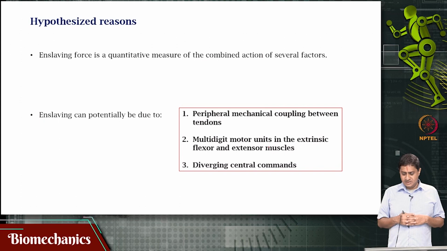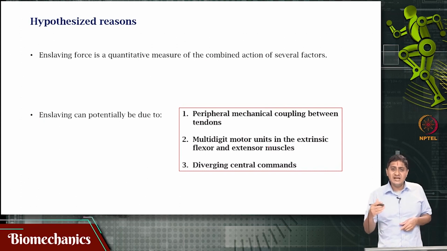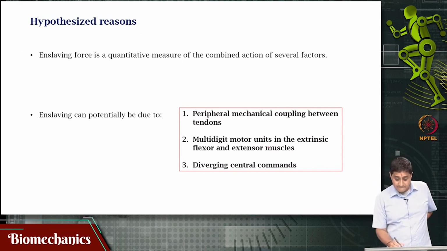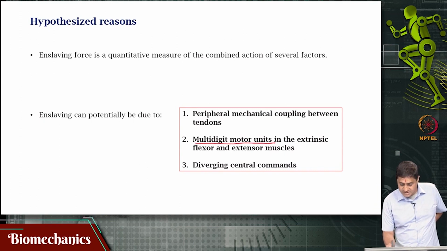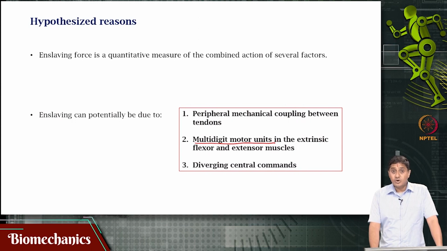The other is, it is possible that one motor unit in a muscle supplies force to many fingers, or multi-digit motor units in the extrinsic flexor and extensor muscles, or one motor unit that is capable of supplying fibers and forces to many fingers simultaneously. This is called multi-digit motor units.